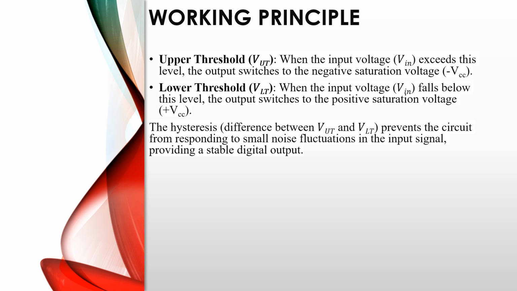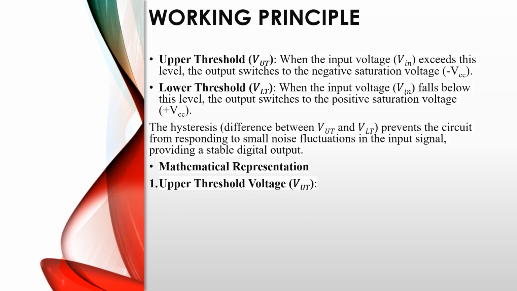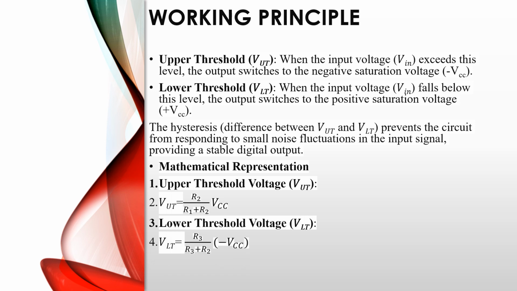The mathematical representation of this working principle, that is upper threshold voltage VUT, is represented as R2 divided by R1 plus R2 into VCC, and the lower threshold voltage VLT is represented by R3 divided by R3 plus R2 into minus VCC. So this is the mathematical representation of upper threshold voltage and the lower threshold voltage.